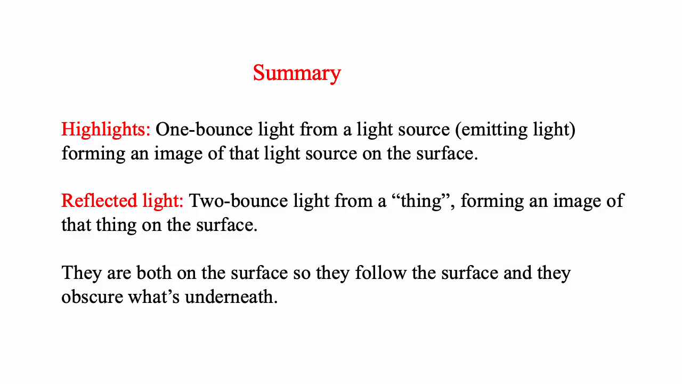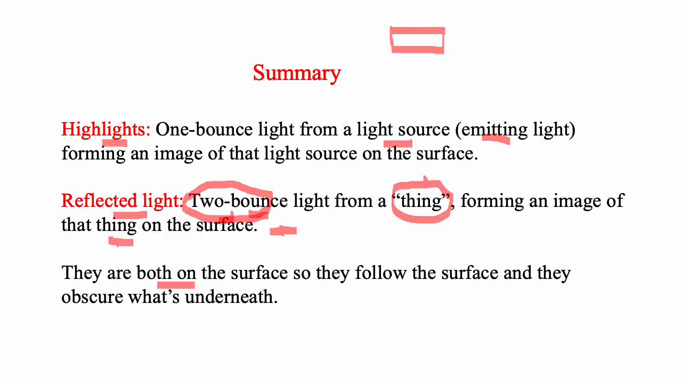In summary, highlights are one bounce light from a light source that emits light, forming an image of that light source on the surface, like the rectangular ceiling lights. Reflected light is a two bounce light from something in the room, forming an image of that thing on the surface. And reflected light is less intense than highlights because it's a two bounce light and because the thing absorbs some of that light. They're both on the surface, so they follow that surface and they obscure what's underneath, like highlights and reflections on a lake obscuring the bottom of the lake.